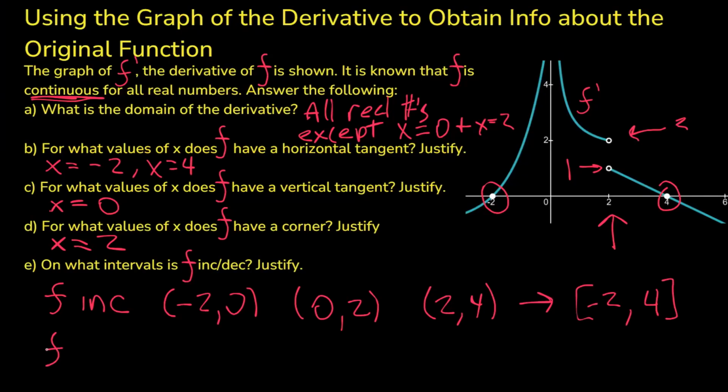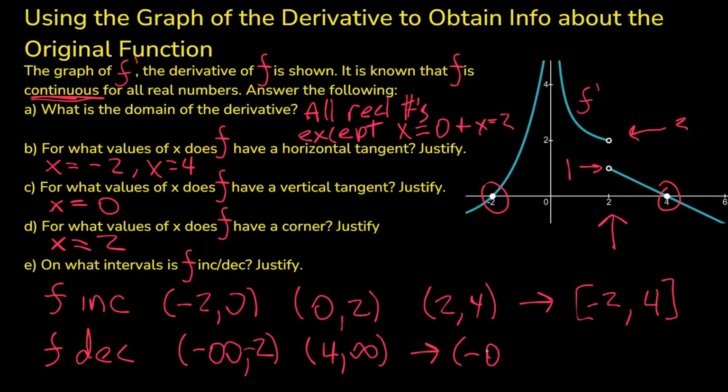And then f is decreasing for values where the derivative is negative, namely -infinity to -2, and 4 to infinity. But again, since the original function is said to be continuous, we can include the non-infinite endpoints. So -infinity to -2 and 4 to infinity.